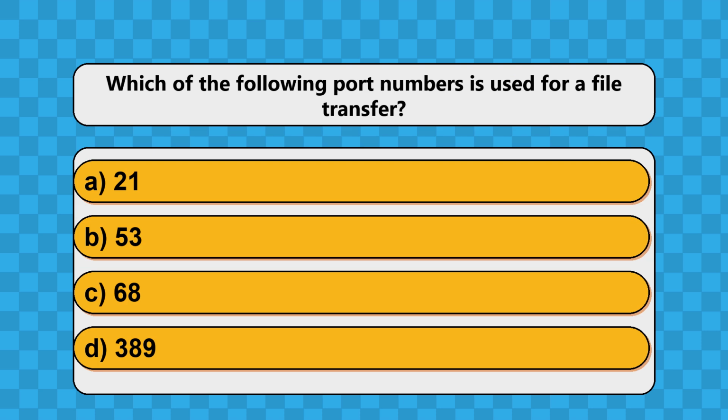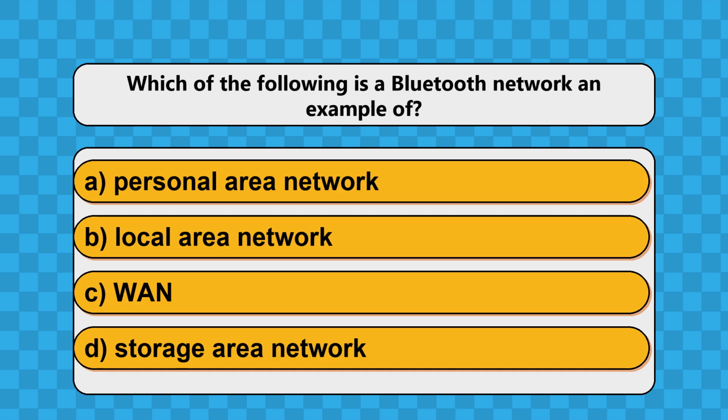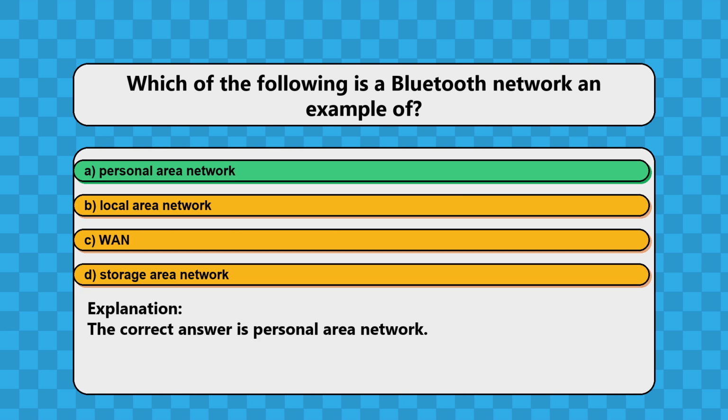Question 15. Which of the following port numbers is used for a file transfer? Option A, 21. Option B, 53. Option C, 68. Option D, 389. The correct answer is option A, 21. Question 16. Which of the following is a Bluetooth network an example of? Option A, personal area network. Option B, local area network. Option C, WAN. Option D, storage area network. The correct answer is option A, personal area network.